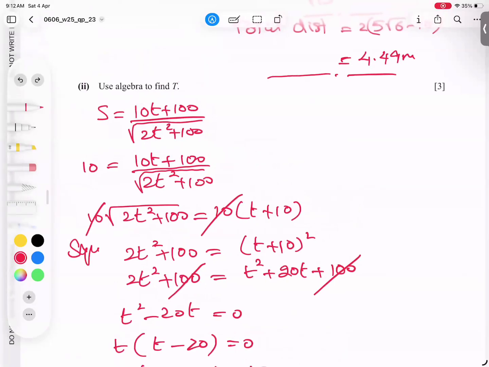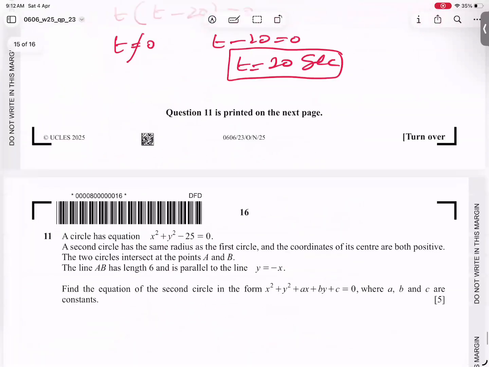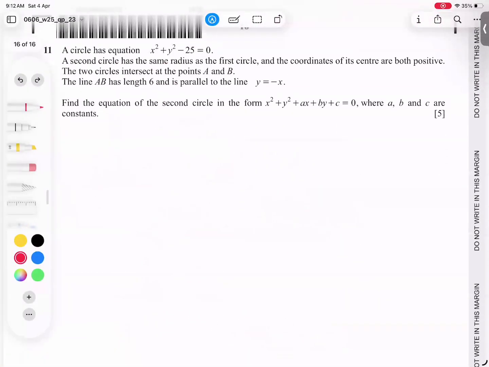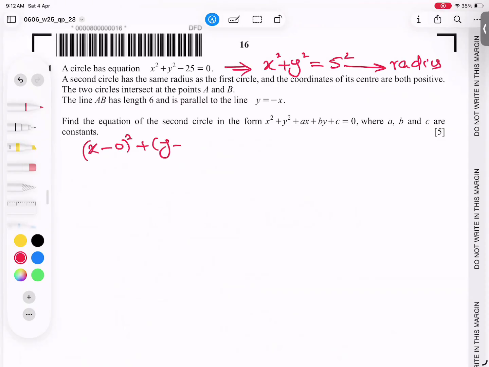Alhamdulillah Rabbil Alameen. I think this part is very clear. Question number 11, the circle is this. If we reshape the circle format, x square plus y square equals 25, 25 goes on the other side and becomes 5 square, and this is called radius. And I reshape it: x minus 0 whole square plus y minus 0 whole square equals 5 square. So basically we can say the center is 0, 0 and radius is 5.